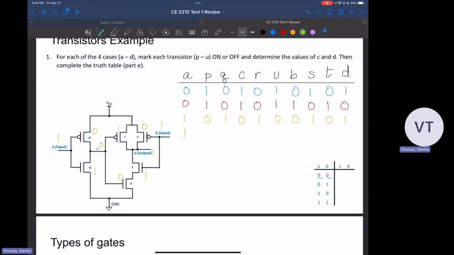Okay, so I'm just going to write this table here. It's 1, 0, 1, 0. R is 1, U is 0, B is 1, S is 0, T is 1, and D is 1. So you've worked through all of your inputs A and B here. I'm just going to fill in this table based on the values you've already come up with. So C is 1, 1, 0, 0. D is 1, 0, 1, and 1. And that is your completed truth table for this particular circuit. Okay, any questions?